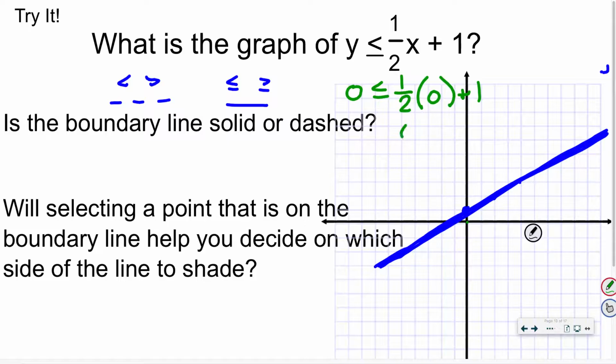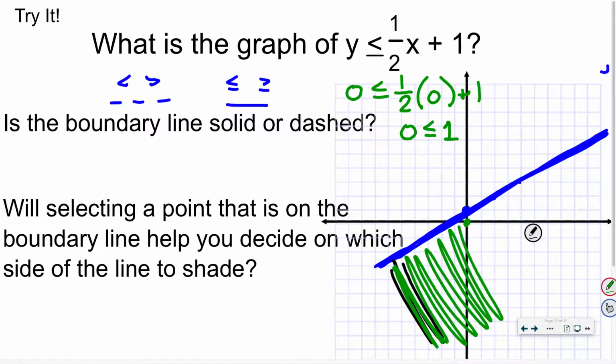Let's calculate. Is 0 less than or equal to 1? Is that true? Is 0 actually less than or equal to 1? Yes. If that's a solution and it works, then this is definitely in the solution set, and I could shade everything there.